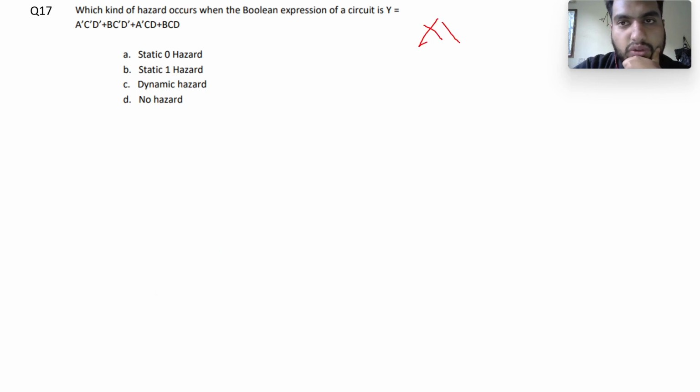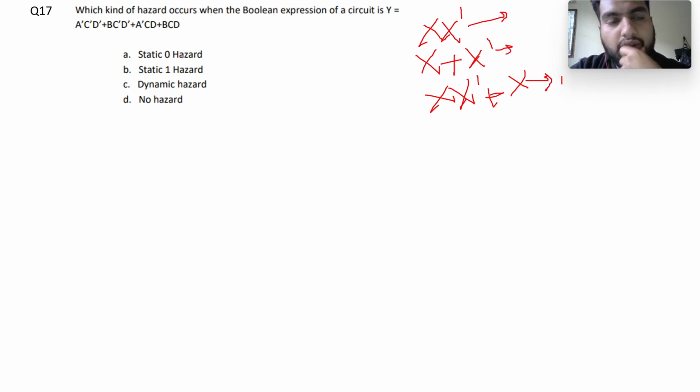we don't have an input where we can get X X complement, or X plus X complement, or X X complement plus X. So this is for static 0, this is for static 1, and this is for dynamic. If you carefully examine this, for no input combination do we get one of these conditions, so that means this expression is not susceptible to any hazard, so this is no hazard.